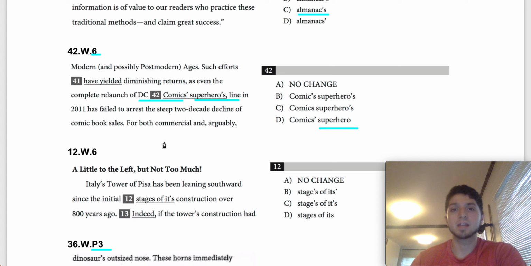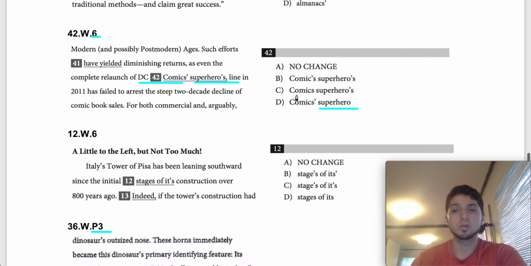But let's look at the possessive for DC Comics. DC Comics is plural. So what do we do when we want to make a plural a possessive? All we do is add the apostrophe at the end. So DC Comics apostrophe. And so A or D could kind of work for this one. But we don't want superheroes to be possessive, and this comma is out of place. So then we would choose answer choice D for this one.